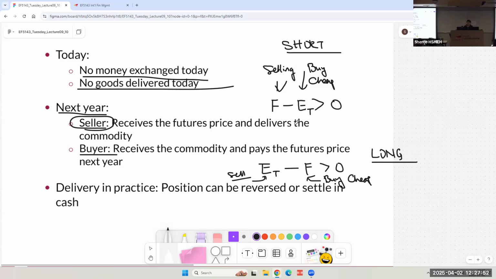So I'm introducing new ways of thinking. It's no longer just hedging specifically. Now it's thinking about positions as returns. There's a difference now: F minus E, E minus F, depending on which side you take.